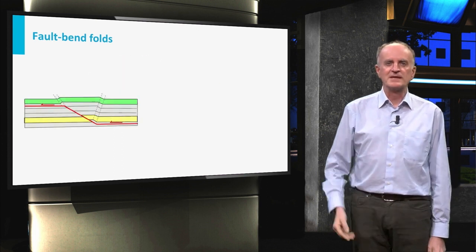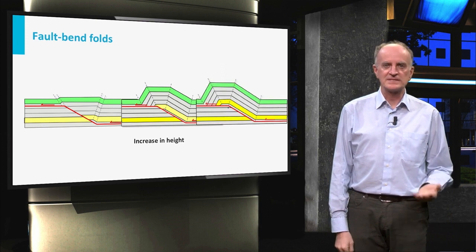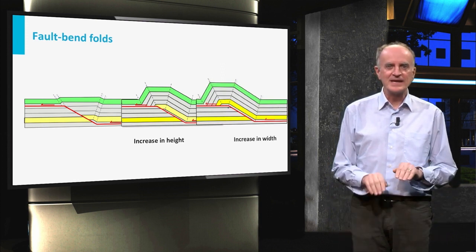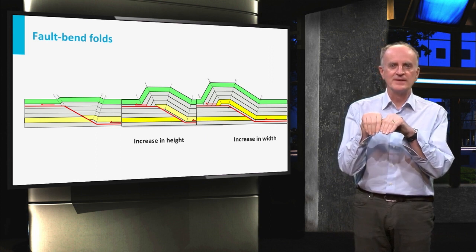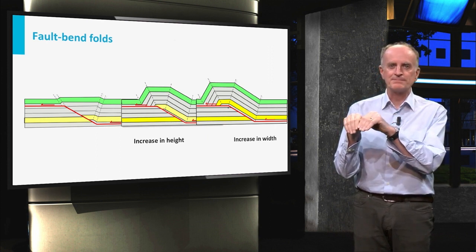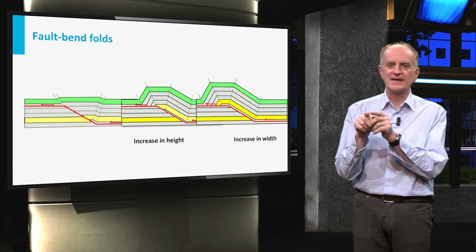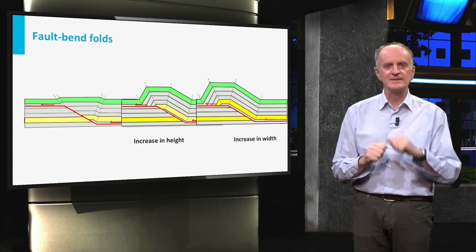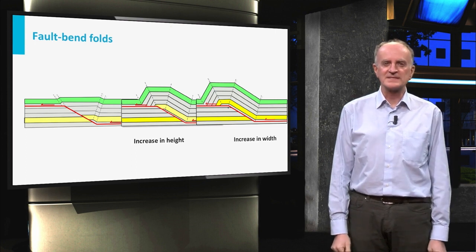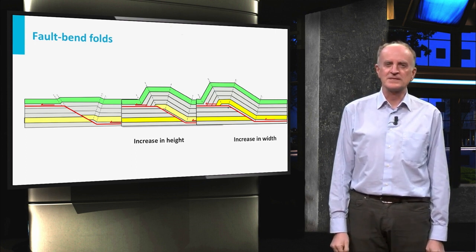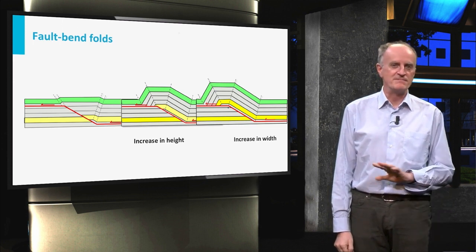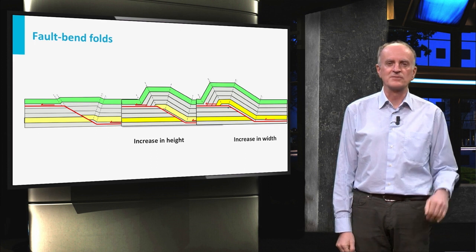In the summary of the animation, you can distinguish two different stages occurring with increasing shortening. Initially, the anticline becomes higher and higher. When the hanging wall ramp has passed the footwall ramp, then the anticline grows only in width and not anymore in height. As you can see from the slides, the geometry of the fault-bend folds is controlled by the geometry of the thrust surface. Indeed, something very different from what we've seen for buckle folds.